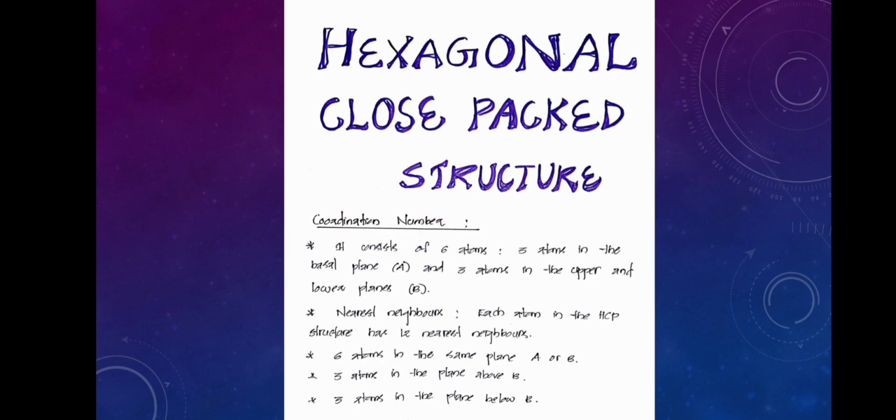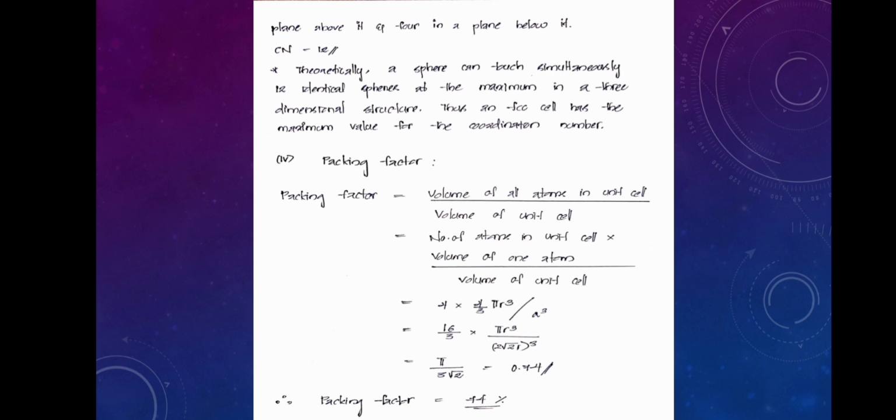Next, we are going to discuss the hexagonal close packed structure. The coordination number is calculated as 12. It consists of 6 atoms, 3 atoms in the basal plane A and 3 atoms in the upper and lower planes B. Each atom in the HCP structure has 12 nearest neighbors. Therefore, theoretically a sphere can touch simultaneously 12 identical spheres at the maximum in a 3-dimensional structure. Thus, an FCC cell has the maximum value for the coordination number. And the packing factor is calculated to be 0.74, similar to the face-centered cubic structure.